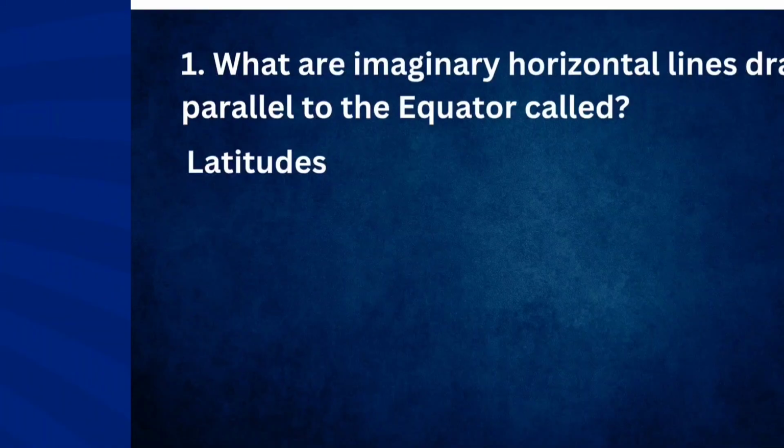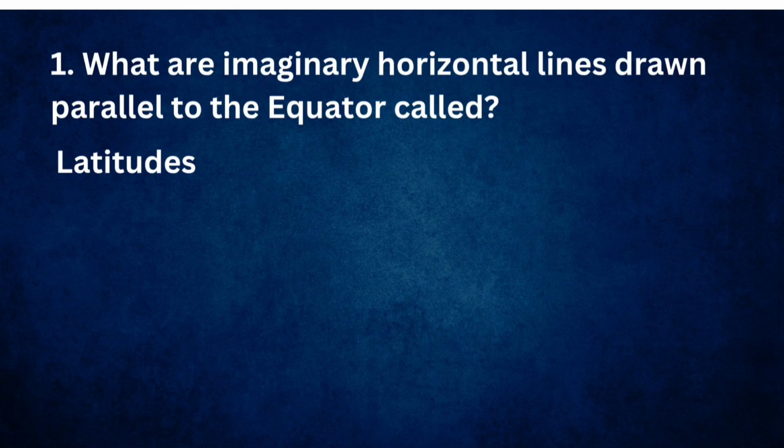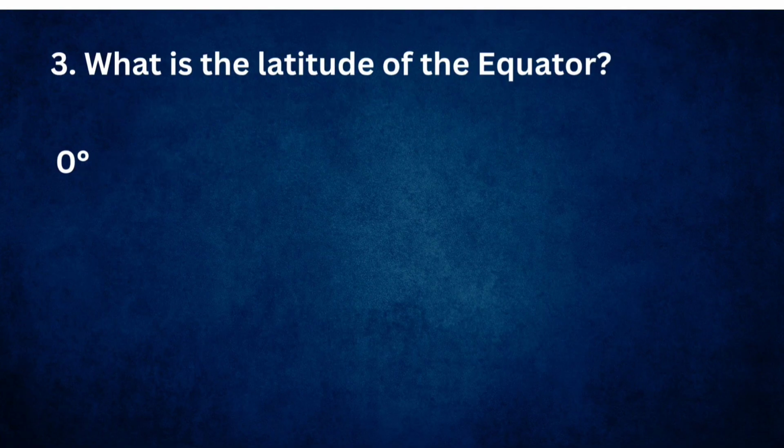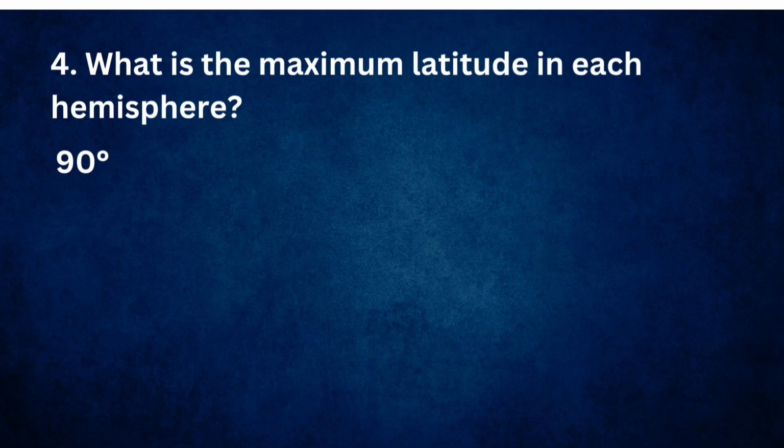Latitudes and longitudes. What are imaginary horizontal lines drawn parallel to the equator called? Latitudes. What are imaginary vertical lines running from pole to pole called? Longitudes. What is the latitude of the equator? 0 degrees. What is the maximum latitude in each hemisphere? 90 degrees.